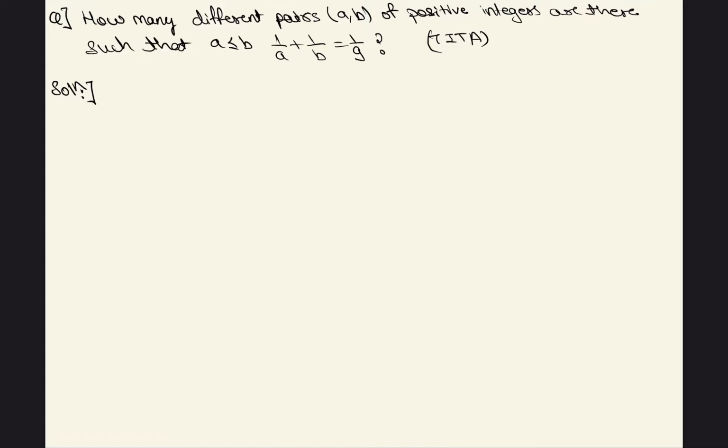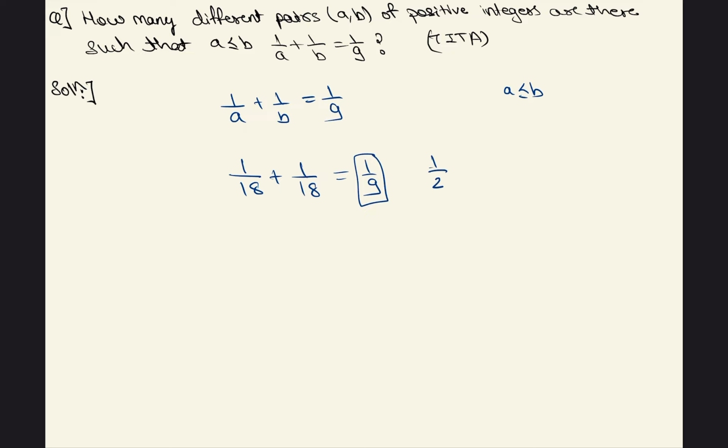So let's talk about this question. How many different pairs of positive integers a and b are there such that a is less than or equal to b, and 1 by a plus 1 by b equals 1 by 9? The easiest way to do this is 1 by 18 plus 1 by 18 equals 1 by 9, dividing this figure into half and then distributing it between them.